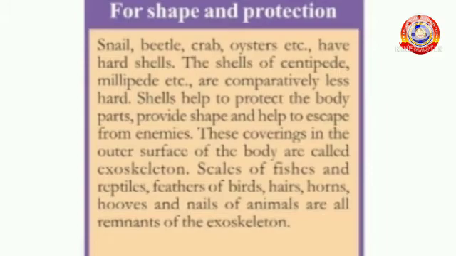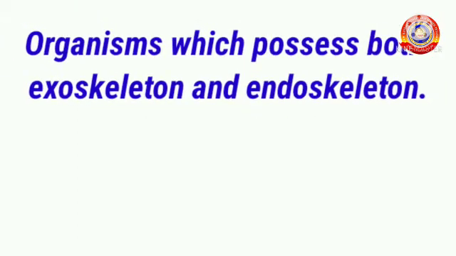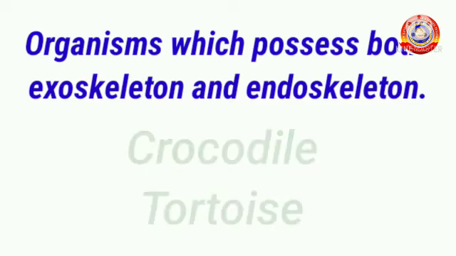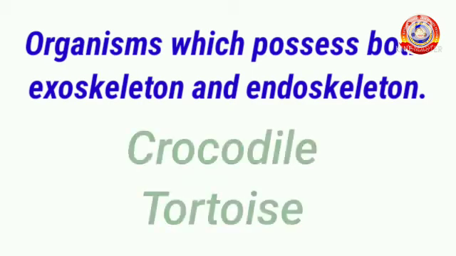There are organisms which possess both the endoskeleton and exoskeleton. Can you give an example for that? Crocodile and tortoise are the organisms which possess both endoskeleton and exoskeleton.